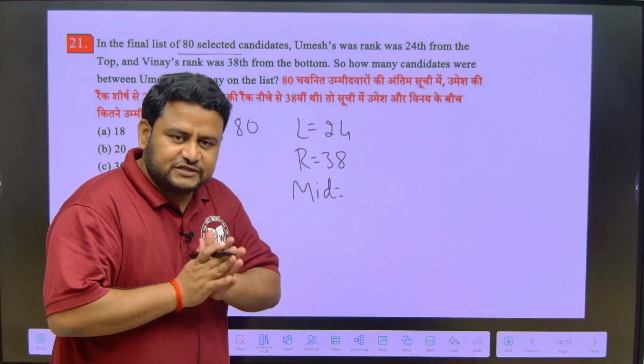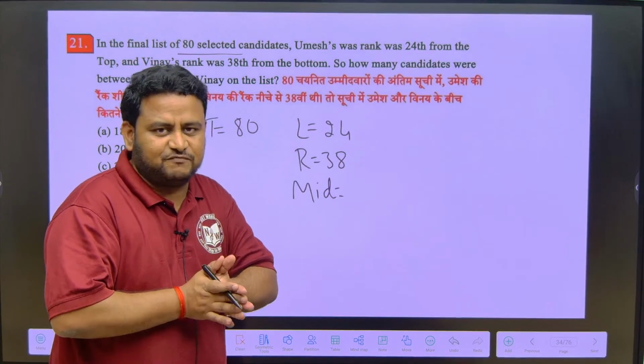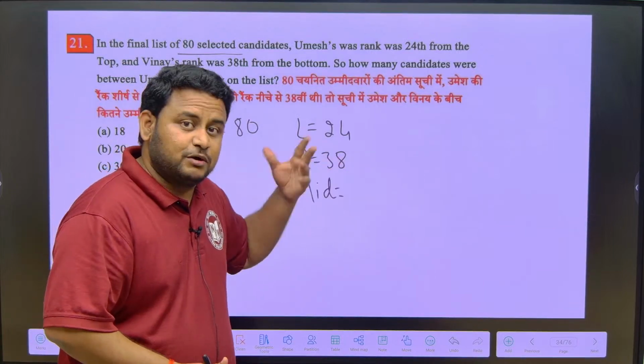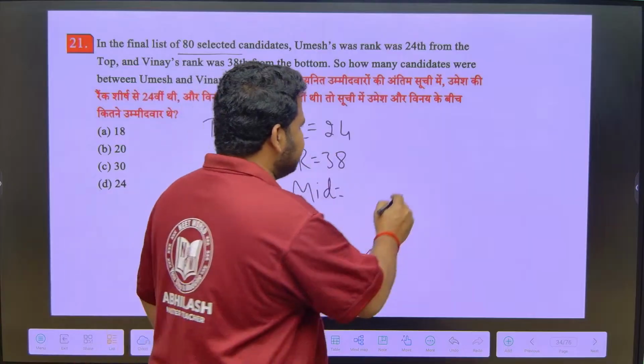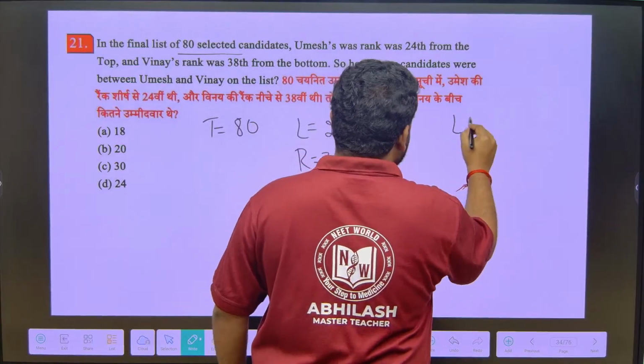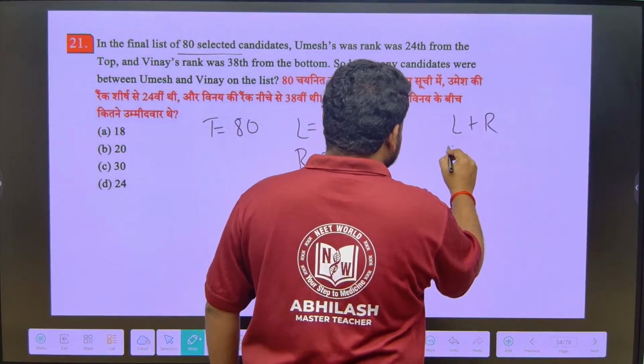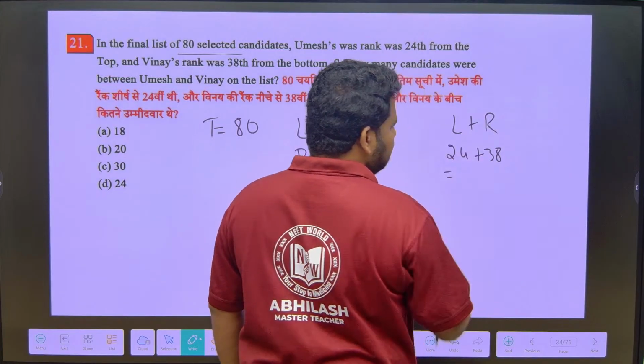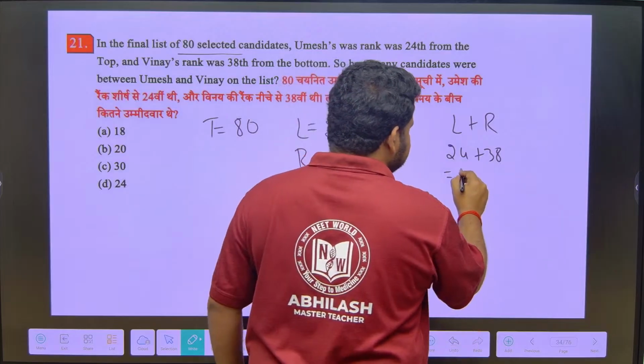So, which formula to use? Maximum formula or minimum formula? That question will be there. So, how to know which formula to use? For that we have a condition. See, L plus R is how much here? L plus R is 24 plus 38, that gives us equal to 62.